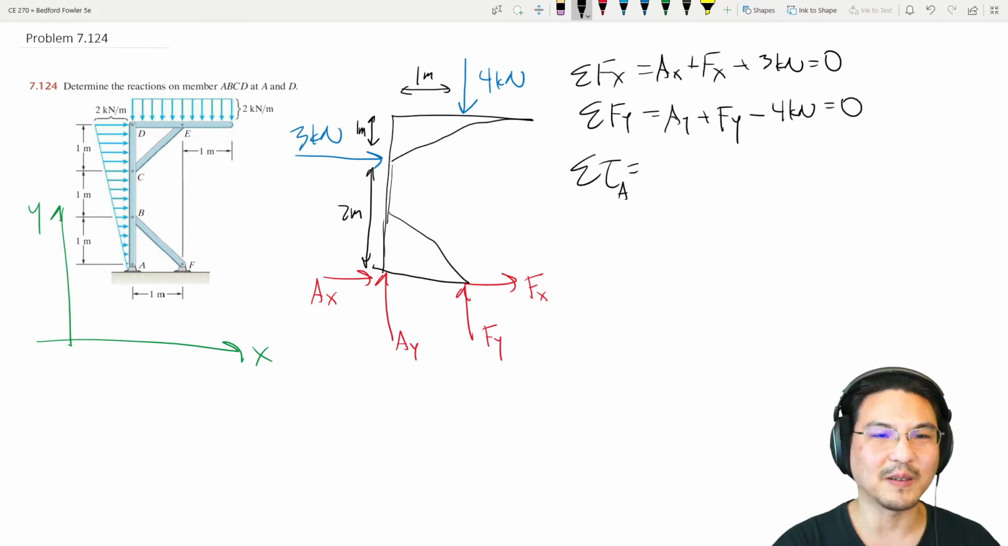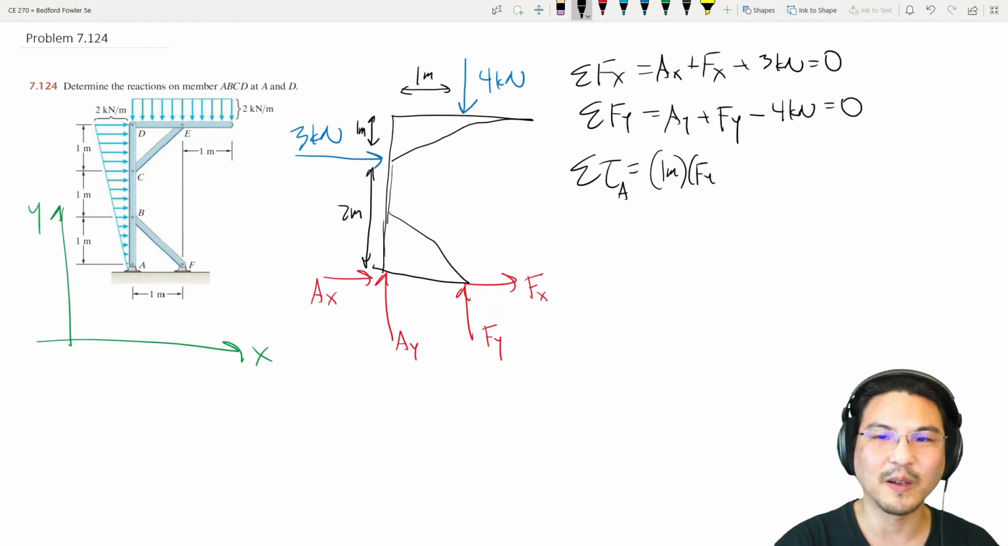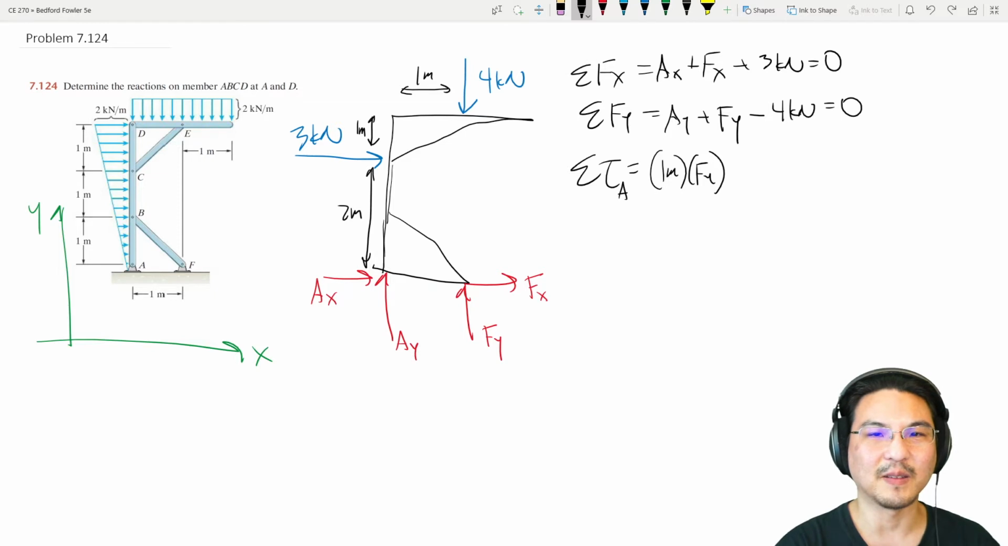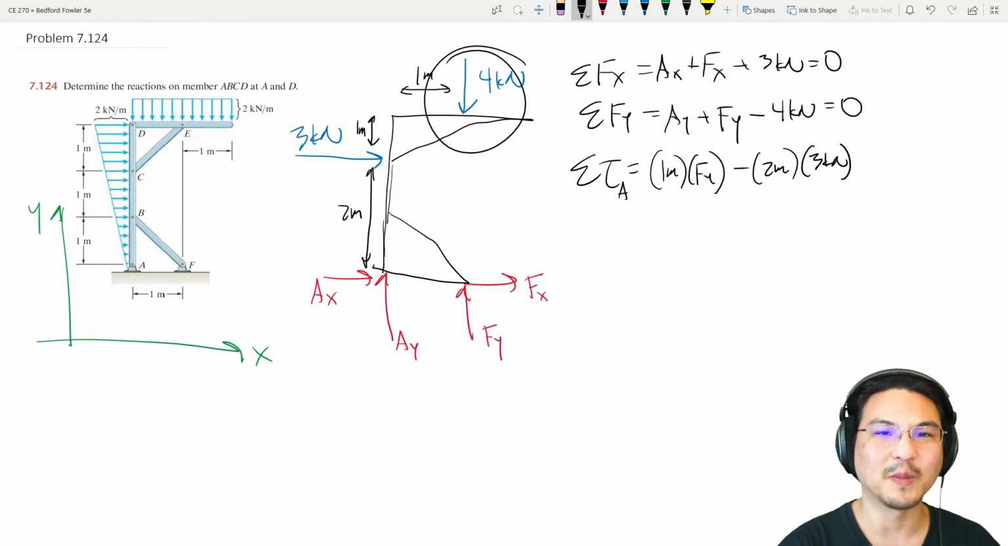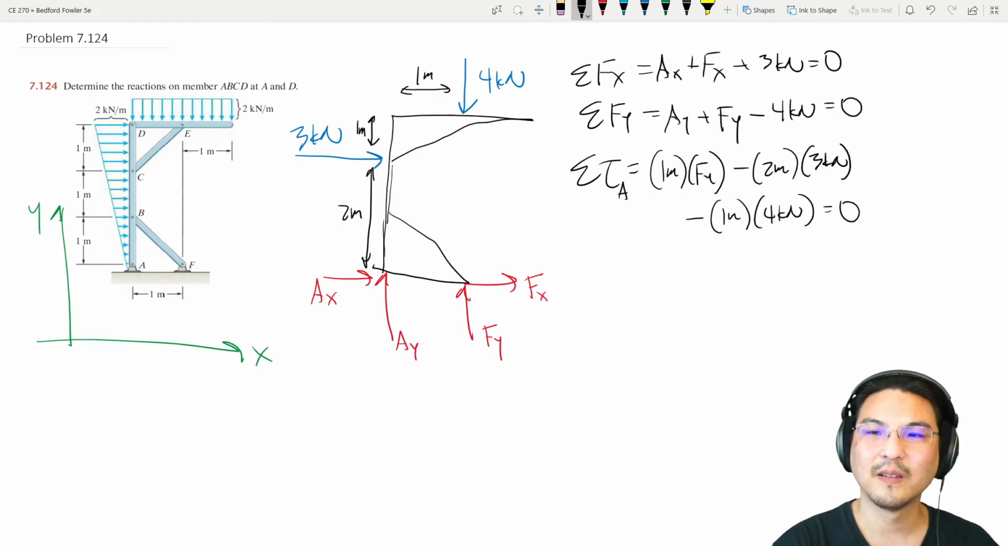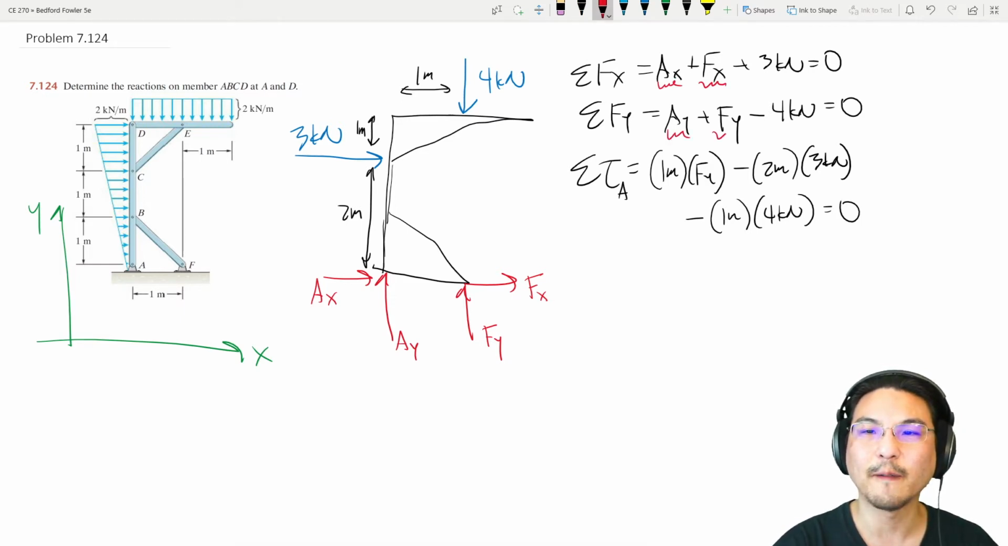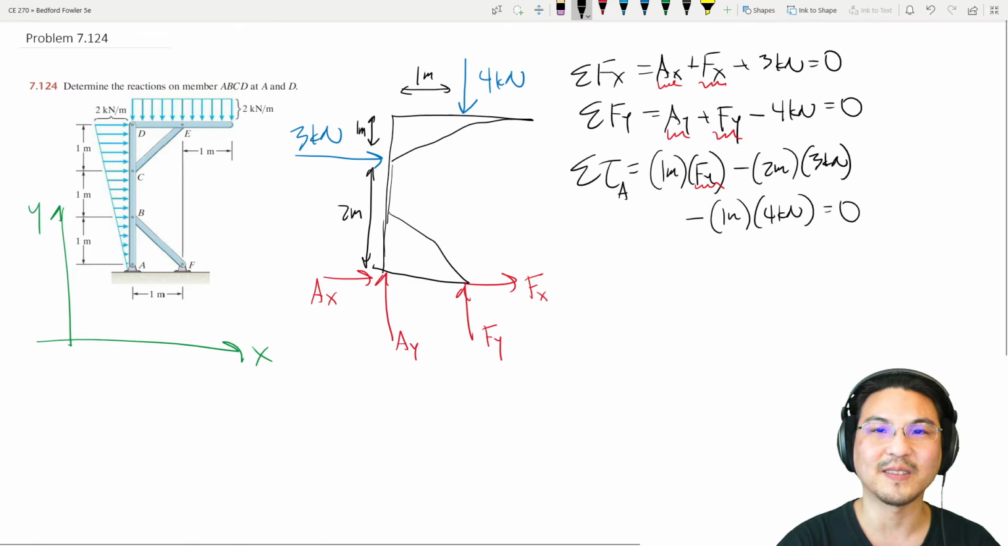Okay, so there's torque in the positive z direction from Fy, 1 meter, 1 meter, Fy. There's no torque from this or this or this. And then there's a torque in the negative direction from this, so negative 2 meters times 3 kilonewtons. And then from this in the negative z, negative 1 meter, 4 kilonewtons. Okay, so we have 1, 2, 3, 4. 4 unknowns, 3 equations. So it's statically indeterminate.